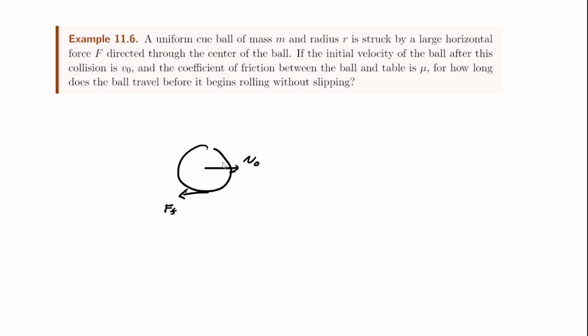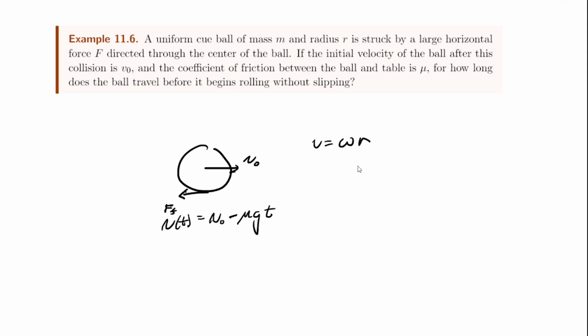And that's about it. So it rolls without slipping when v is equal to omega r. So we want to find the time when that happens. Let's first find v as a function of time. That's of course going to be v0 minus the acceleration times time. In this case, the acceleration is given by the friction force over the mass. The friction force is going to be mu mg, since the normal force is mg. So this is going to be mu g t.